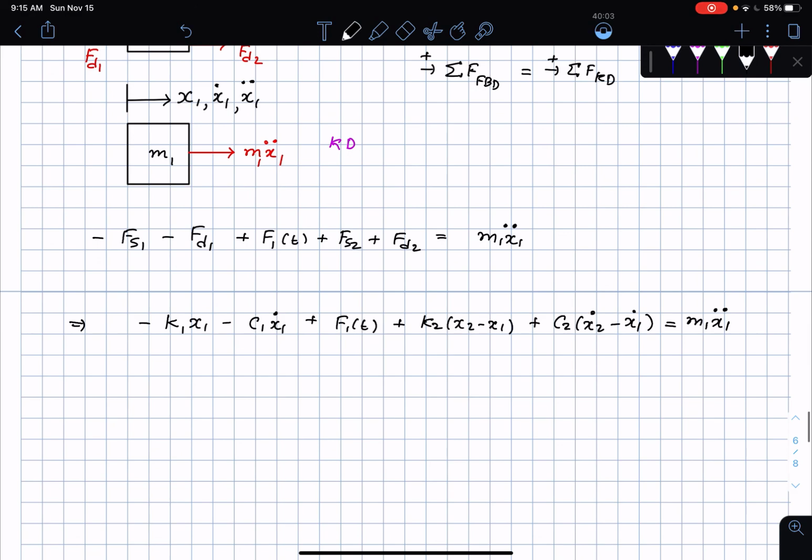Then I'm going to start rearranging things and start collecting the common terms. So I'm going to have m1 x1 double dot plus, look at this, I had a minus c1 x1 dot minus c2 x1 dot, so this is going to be (c1 plus c2) times x1 dot.